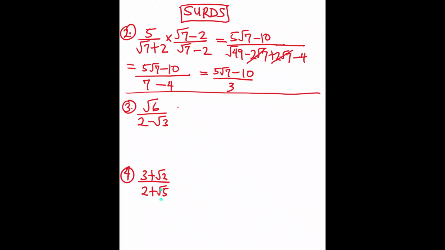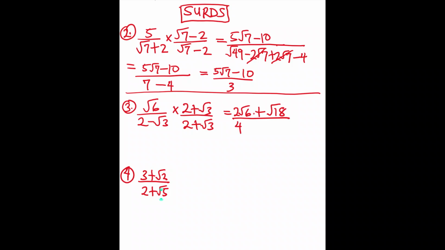So now, next one is root 6 all over 2 minus root 3. So now let's rationalize this. This is times 2 plus root 3 over 2 plus root 3, right? So root 6 times 2 is 2 root 6 plus root 6 times root 3 is root 18.